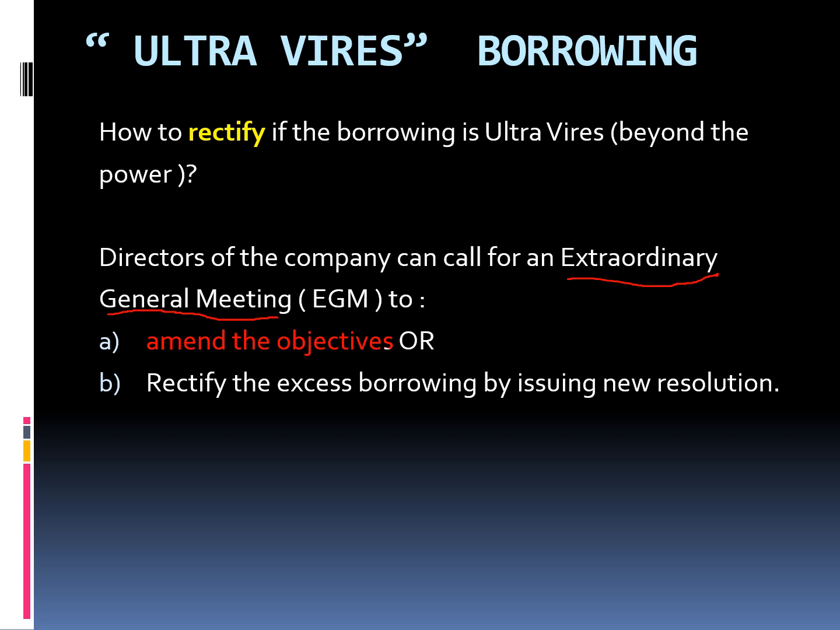The second one is you have to rectify the excess borrowing. Okay, you rectify the excess borrowing by issuing new resolutions. Okay, mungkin dalam article of association tu, mungkin state boleh pinjam 1 million je. Now, directors nak pinjam 2 million. Ada reason dia lah. So, in order to make it valid ataupun supaya benda tu tidak jadi issue, company need to rectify lah, okay, pass new resolution bagi membenarkan amount baru diberikan, okay, untuk buat pinjaman.